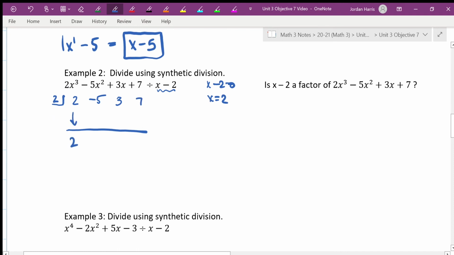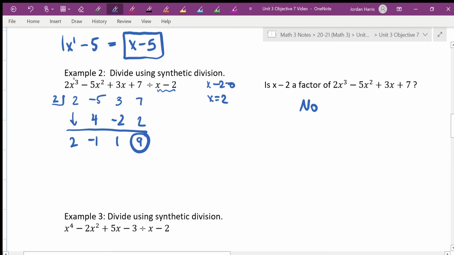Bring down the 2, because we always just bring down the first one. Then we multiply. 2 times 2 is 4. And add. Negative 5 plus 4 is negative 1. Then we multiply. Negative 2. Add. Multiply. Add. And we circle the last thing. That's our remainder. So in this case, is it a factor? No, because the remainder is not 0. So it's not a factor, but we still need to be able to write the answer.